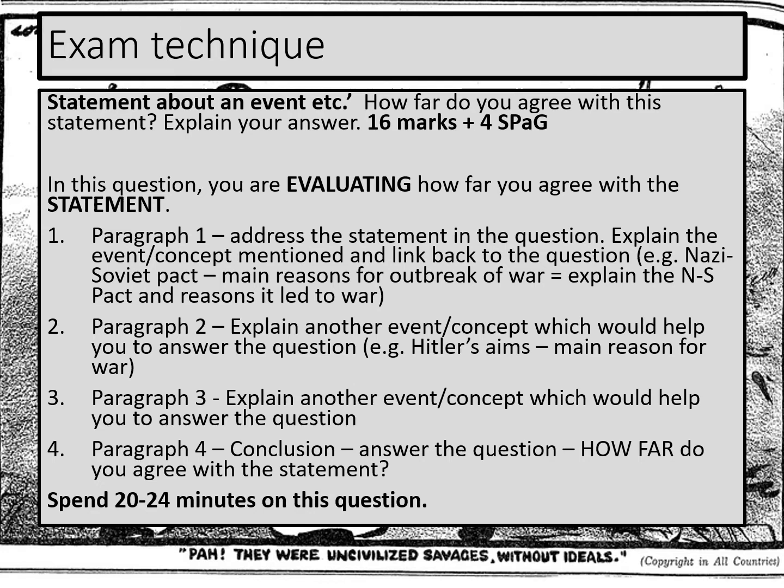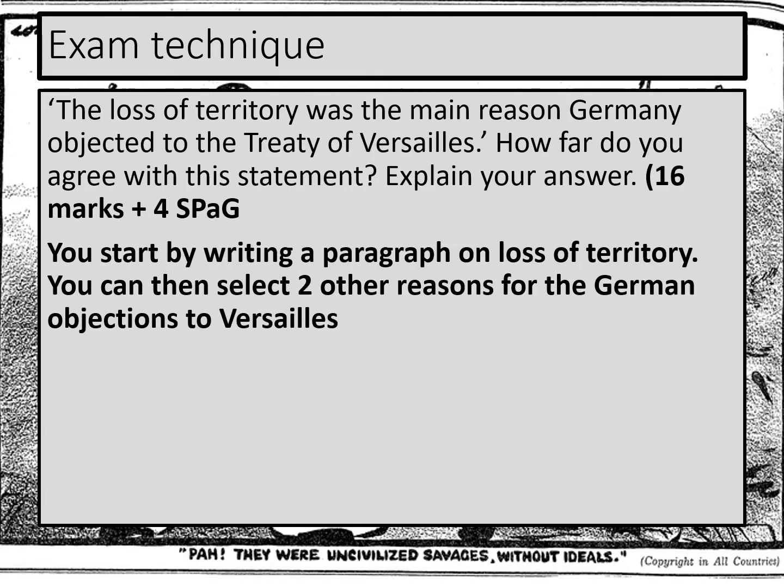Let's have a look at a specific example. So this week, the question will be similar to this one here. Loss of territory was the main reason Germany objected to the Treaty of Versailles. How far do you agree with this statement? So the first paragraph is on loss of territory. And then you find 2 other reasons for German objections to the treaty. And there's your paragraphs, because finally you'd enter a conclusion.